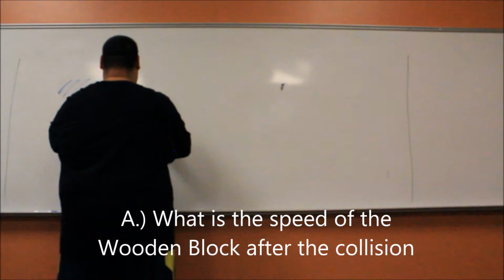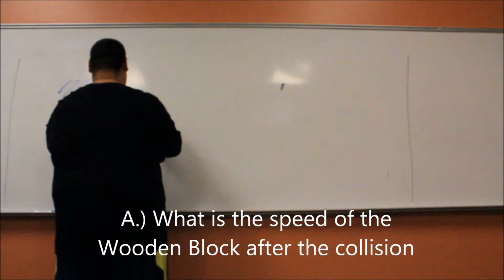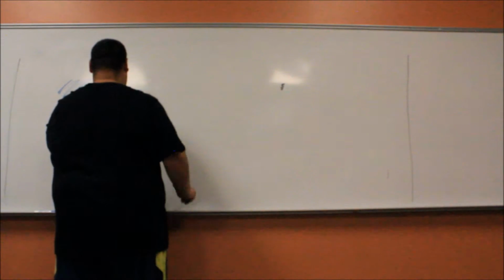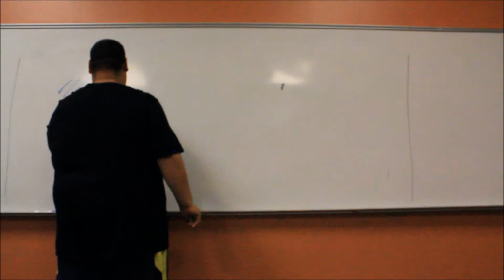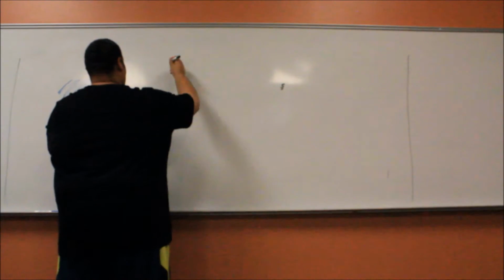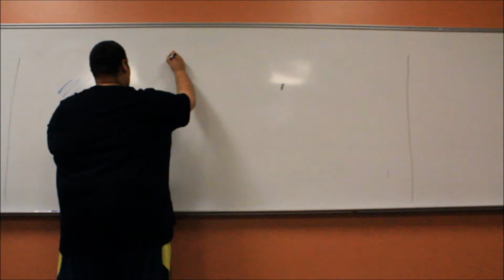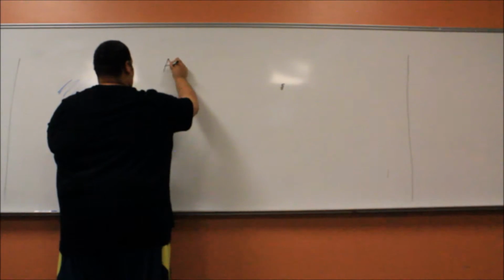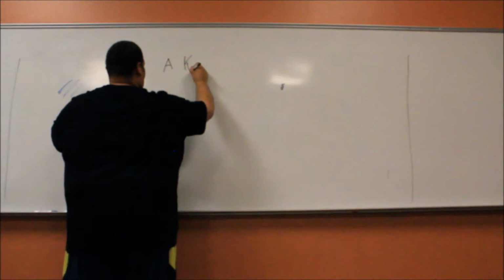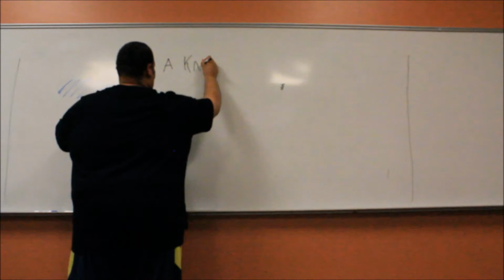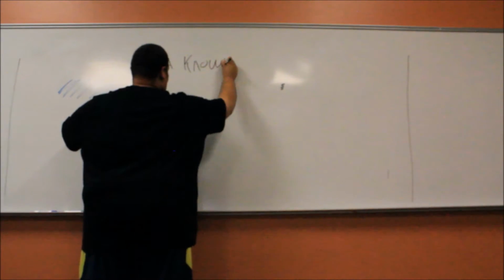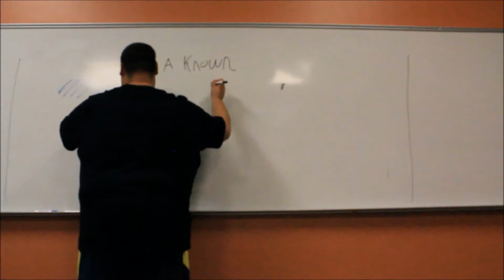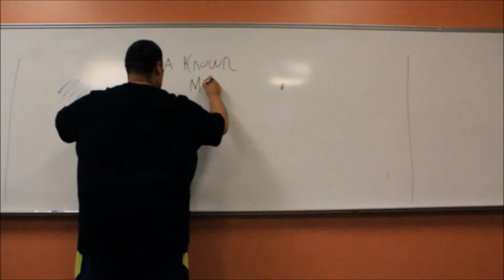What is the speed of the wooden block after the collision? For this problem, we will be using conservation of momentum. Conservation of momentum is a fundamental law of physics which states that the momentum of the system is constant if there are no external forces acting on the system.